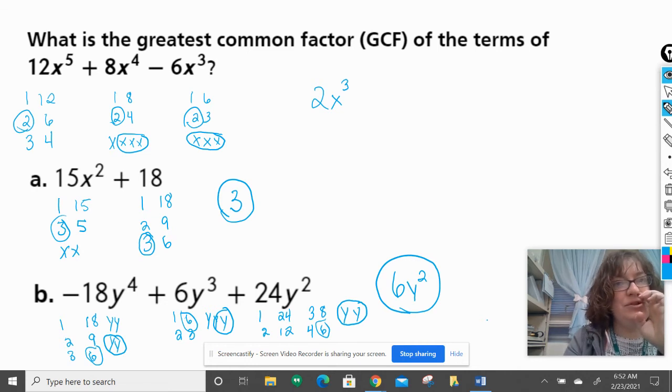Now, sometimes you'll see when that leading coefficient, that beginning number, is negative, they'll want you to say that you're pulling, or your greatest common factor is a negative 6y squared. It just helps us keep things organized in a different way. And so just know that as you do your Pearson assignment, if you try that 6y squared and it tells you that that's not correct, you might come back and try that negative instead.